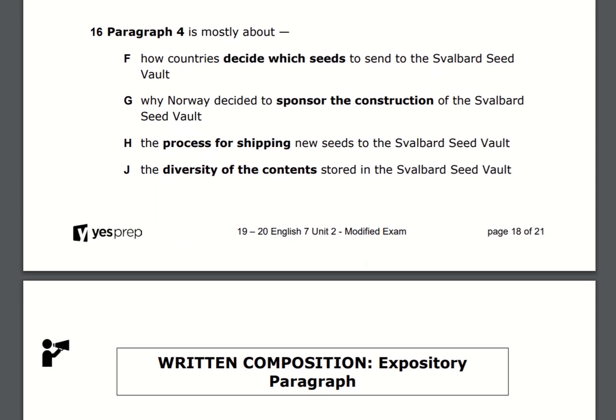Question 16. Paragraph 4 is mostly about F, how countries decide which seeds to send to the Svalbard Seed Vault. G, why Norway decided to sponsor the construction of the Svalbard Seed Vault. H, the process for shipping new seeds to the Svalbard Seed Vault. Or J, the diversity of the content stored in the Svalbard Seed Vault. At this moment, pause the video to answer question 16.